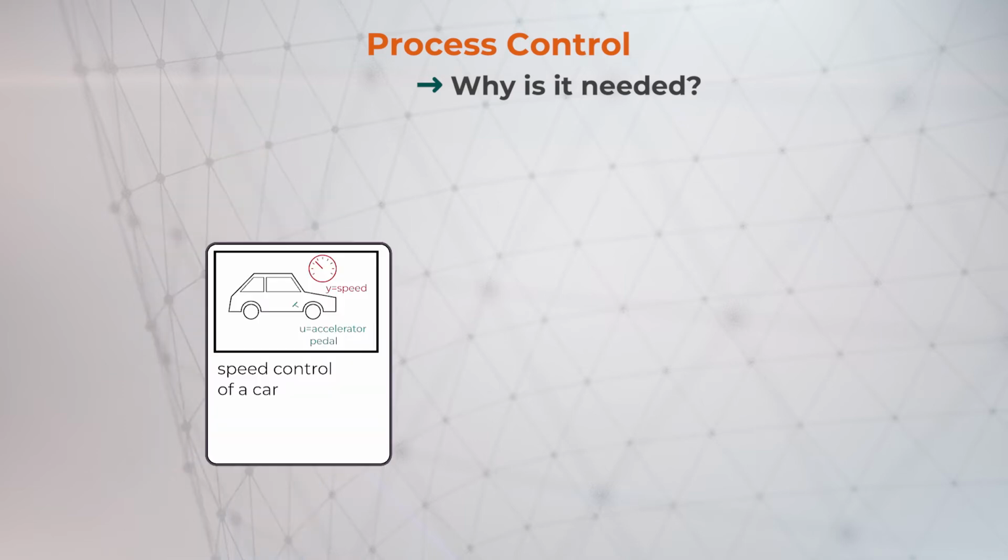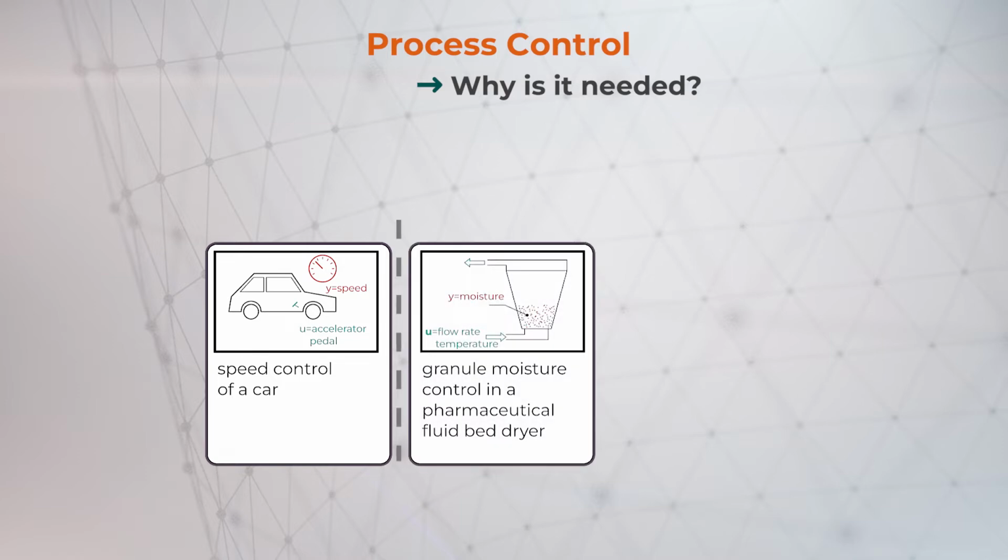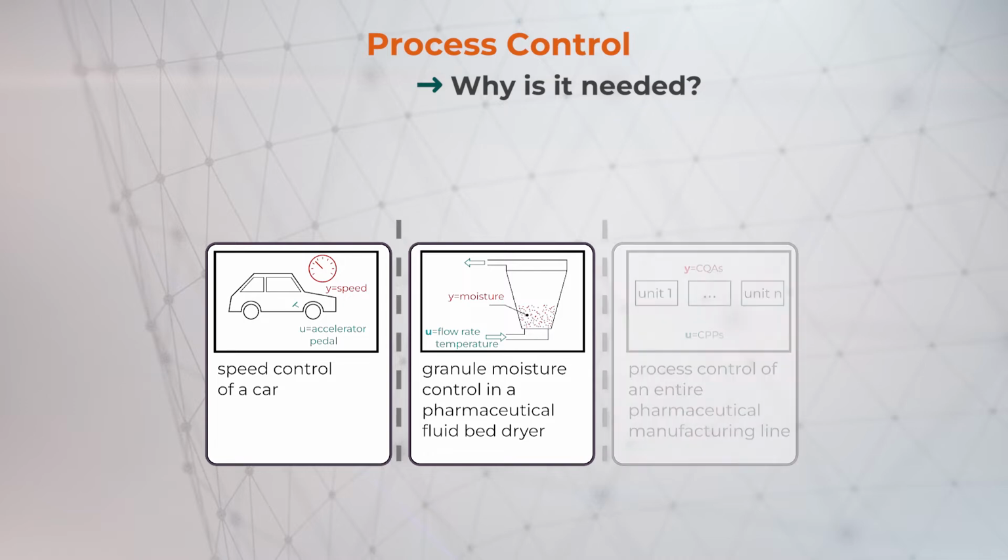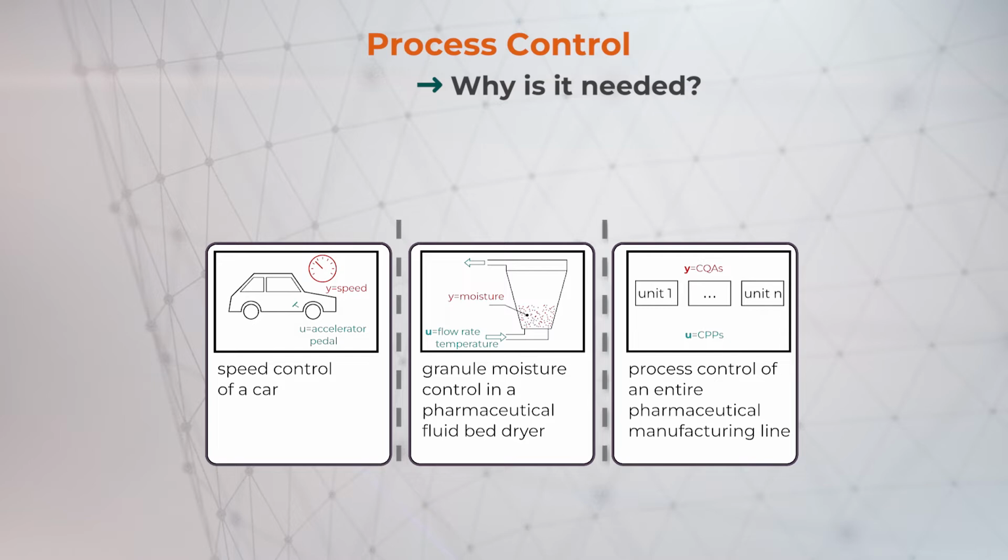For example, the speed control of a car can be considered a system, with input fuel delivery, which is set with the accelerator pedal position, and output speed of the car. Another example would be a pharmaceutical fluid bed dryer, with inputs flow rate of air and temperature of the inlet air, and a system output granule moisture. Even an entire continuous manufacturing line can be considered a system. The CQAs can be seen as the system outputs, and the CPPs are the system inputs.